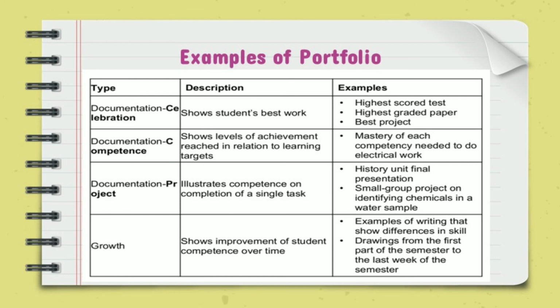Then the documentation project, which illustrates competence on completion of a single task, such as a history unit final presentation, and small group project on identifying chemicals in a water sample. And now we have the growth, which shows improvement of student competence over time. Some examples are writing that shows differences in skill, and drawings from the first part of the semester to the last week of the semester.